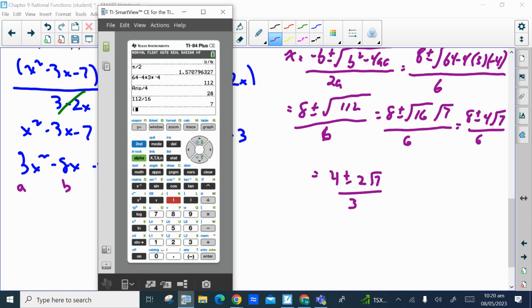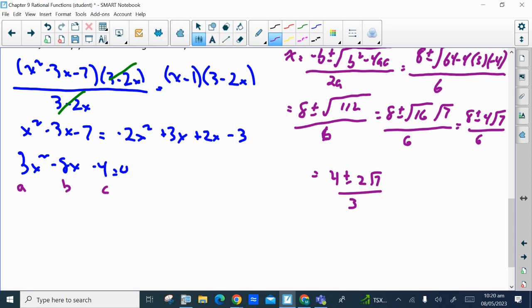So again, we need to use brackets to keep numerator and denominator together. Let's go 4 plus 2 root 7 first, all in brackets divided by 3. So there's that 3.09716 that we got. And then the 4 minus root 7 all over 3. There's where the negative 0.42 came from.